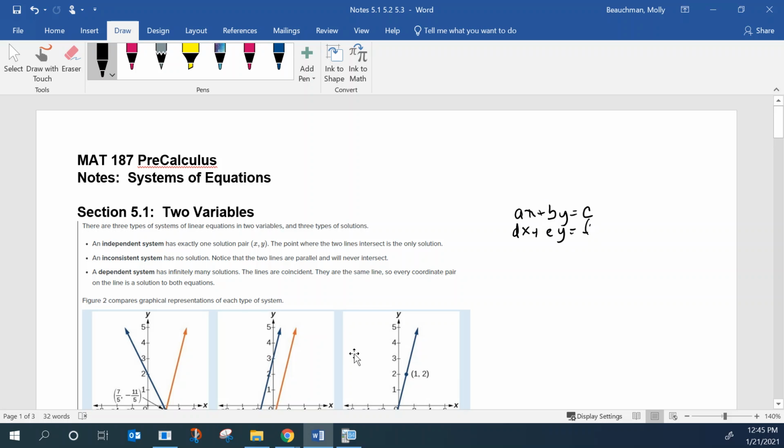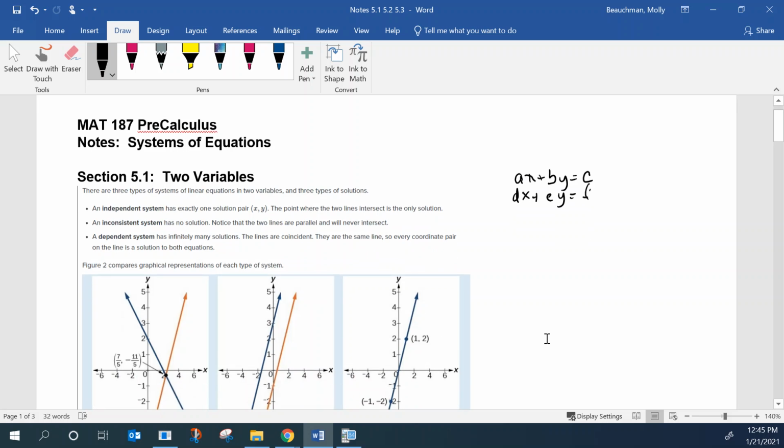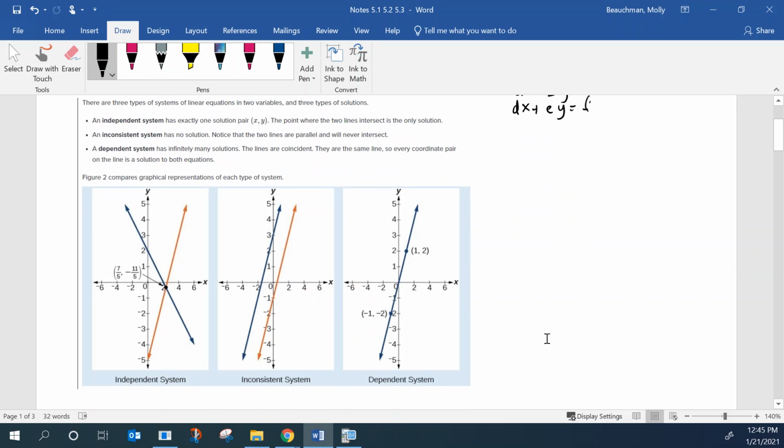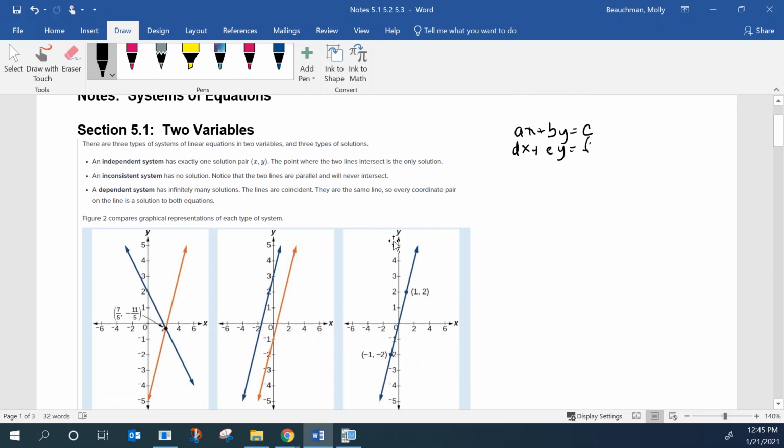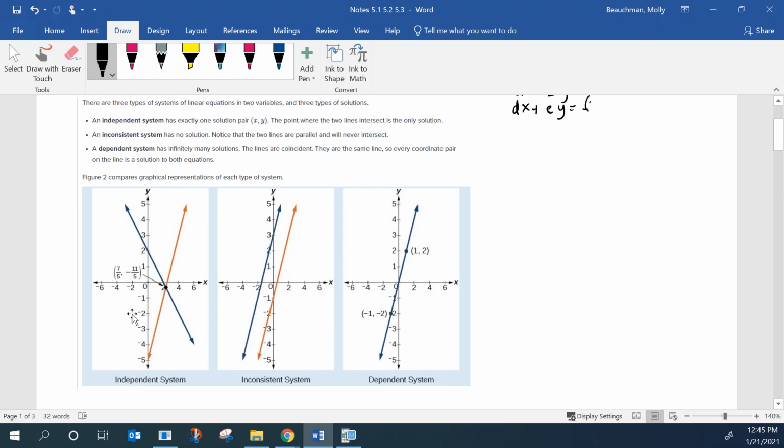So linear functions have a graph with your lines, and there are three things that can happen when we solve a system. So solving a system means find the x and y coordinates that work or that are true for both equations. So three things can happen. The first thing that can happen is there's one solution. Your lines intersect each other and intersect at a point. That's called an independent system, and you have one solution in the form of an xy coordinate.